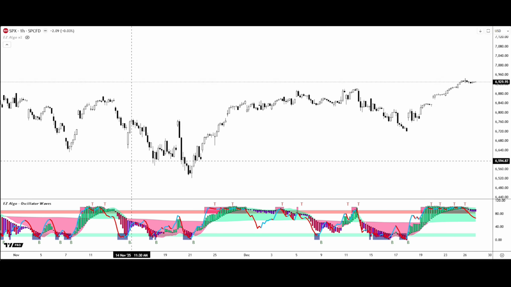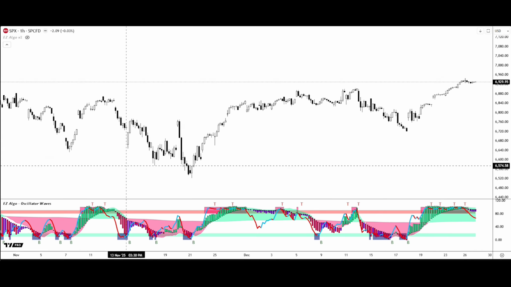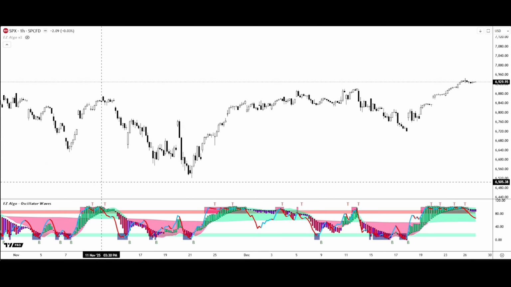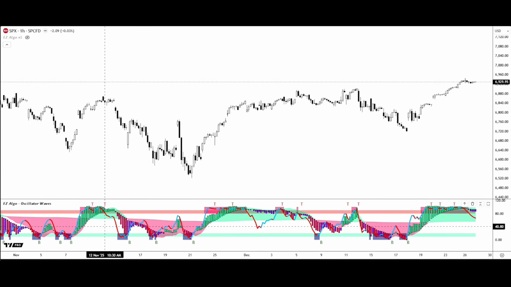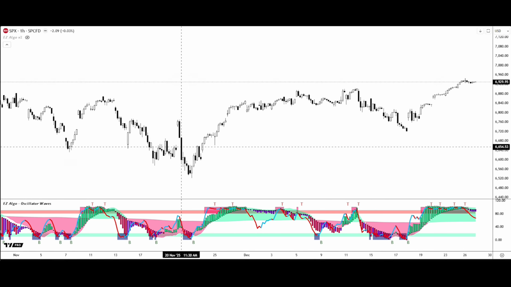Now looking at another example, we have SPX hourly on the chart. Using the oscillator waves, we can clearly see how price has been moving, right? We have our momentum candles indicating to us that price was moving up. We got our corrective candle right here, which was followed by price doing a hard correction.